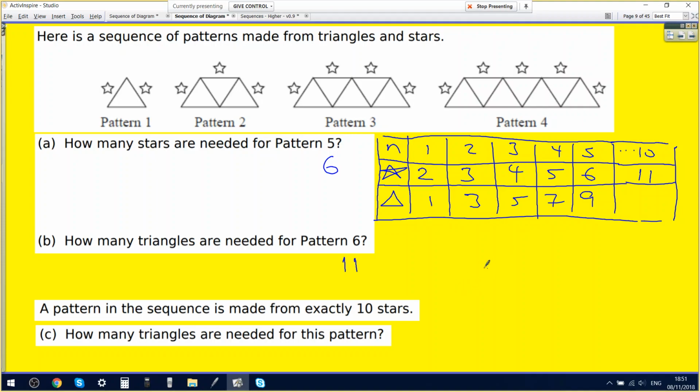Pattern number of 10 stars. What n will have 10 stars? 1n plus 1. So not yet. So you're correct, that'd be the nth term for that one. But if there are 10 stars, what n is it from the table? In that case you have to work backwards. You're given the stars. What pattern number is it?